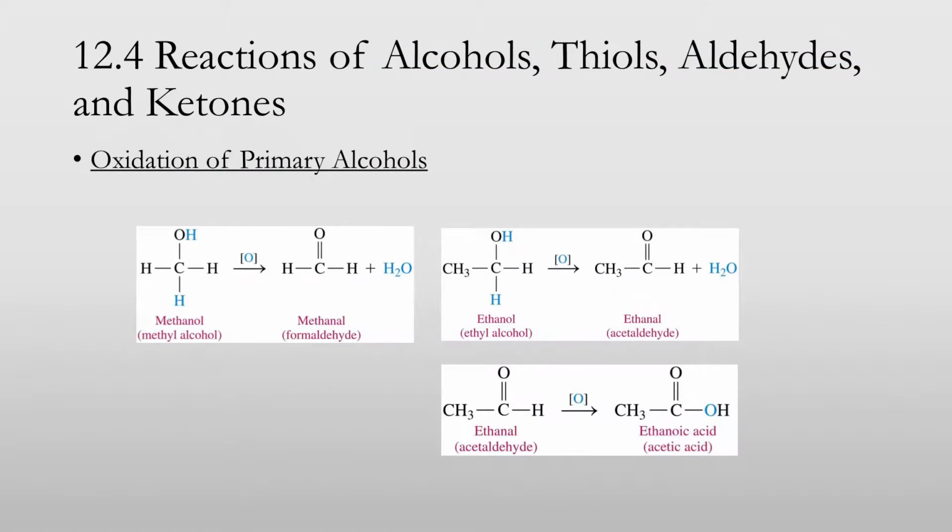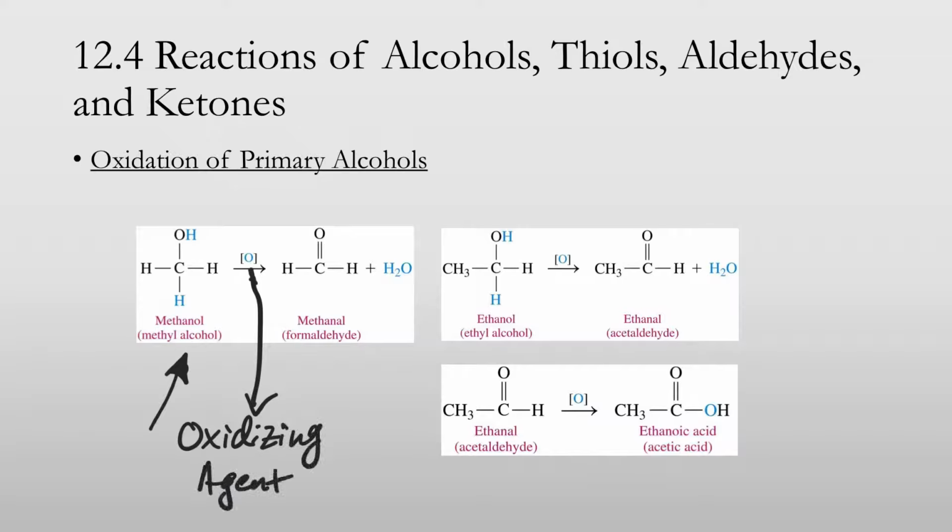All right, oxidation of primary alcohols. This is going to add an oxygen atom or increase the number of carbon-oxygen bonds in the molecule. So the first example right here is methanol in the presence of an oxidant or an oxidizing agent. So you have methanol in the presence of some oxidizing agent, and it forms methanal.